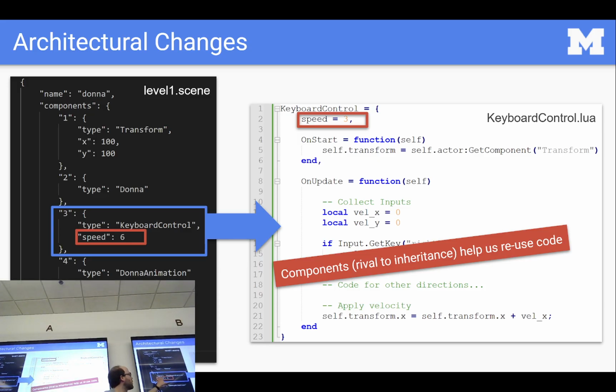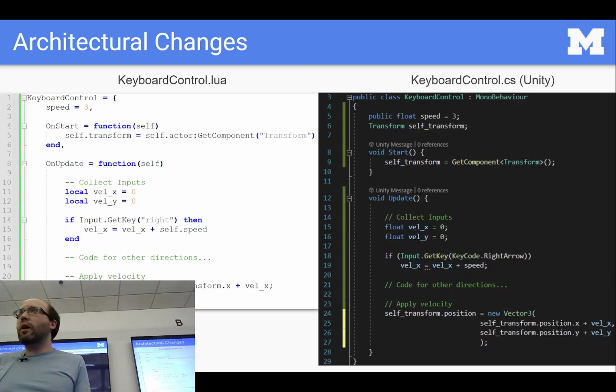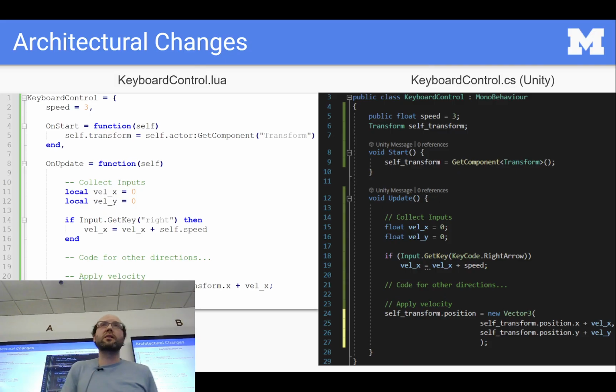So components are how we're going to reuse code. We're going to write one keyboard control component, and then we can put it on any actor in any scene we want, even multiple times if we want to. And so that's how composition is really going to help us. If you don't understand what composition does for us and why we care about it, watch our previous couple lectures where we talk about that in detail.